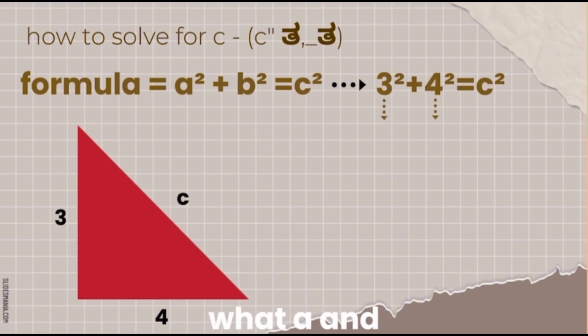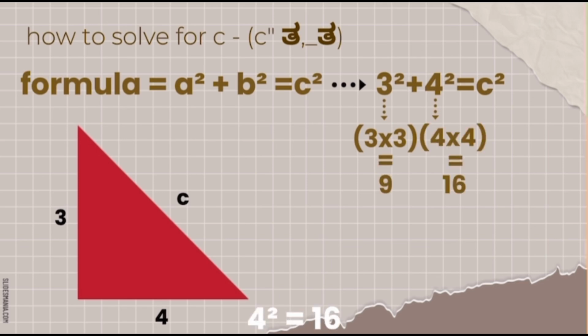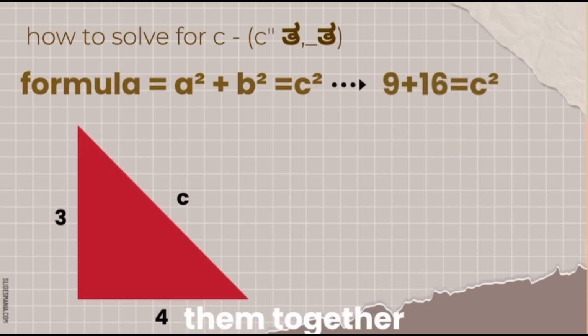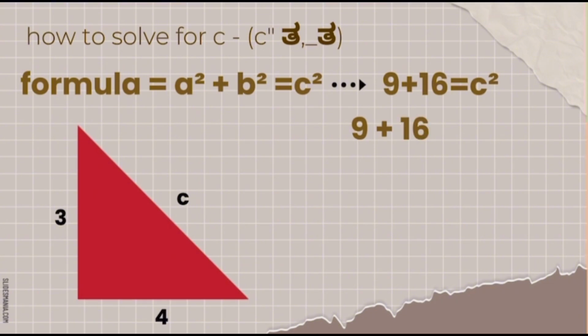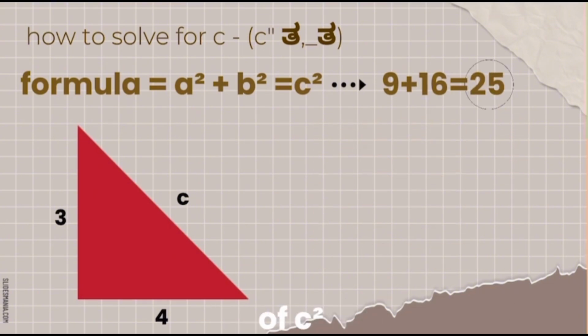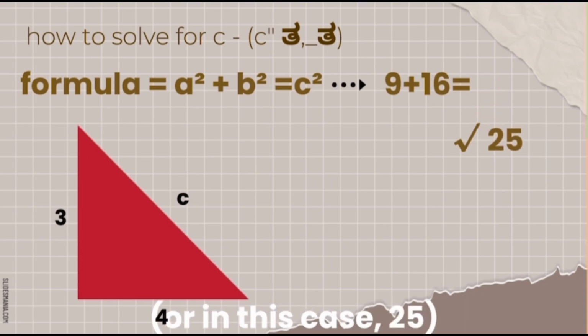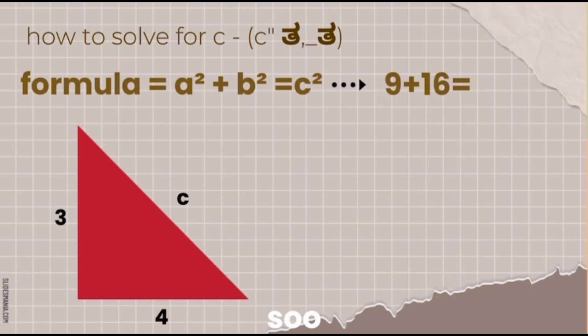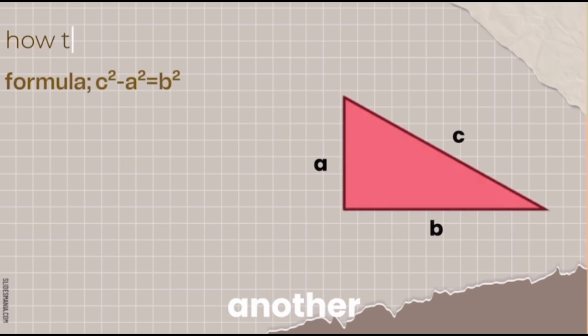Next, we have to figure out what a and b squared is. 3 squared equals 9 and 4 squared equals 16. Next, we have to add them together. 9 plus 16 is 25. What we have now is the value of c squared, but we aren't done yet. We have to find the square root of c squared, or in this case 25, to know exactly what c itself equals. The square root of 25 is 5, so our hypotenuse c equals 5. Okay, let's try another problem.